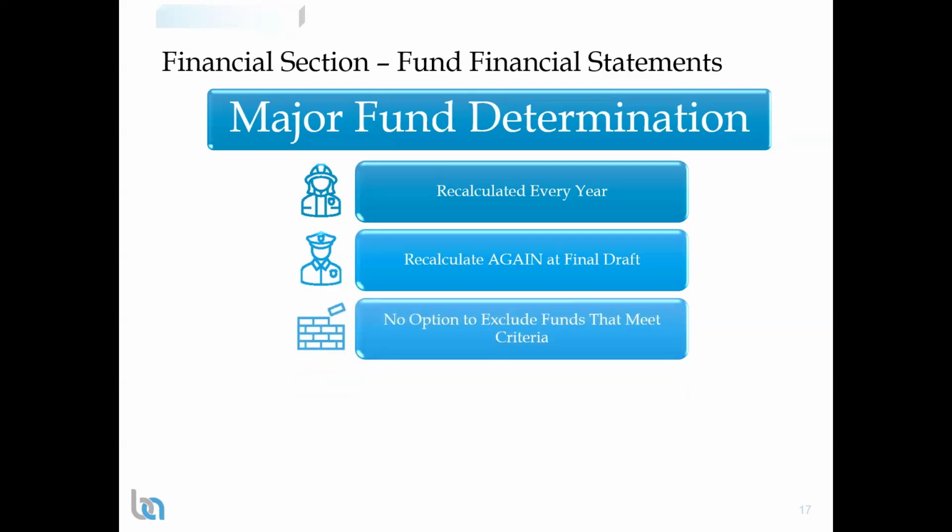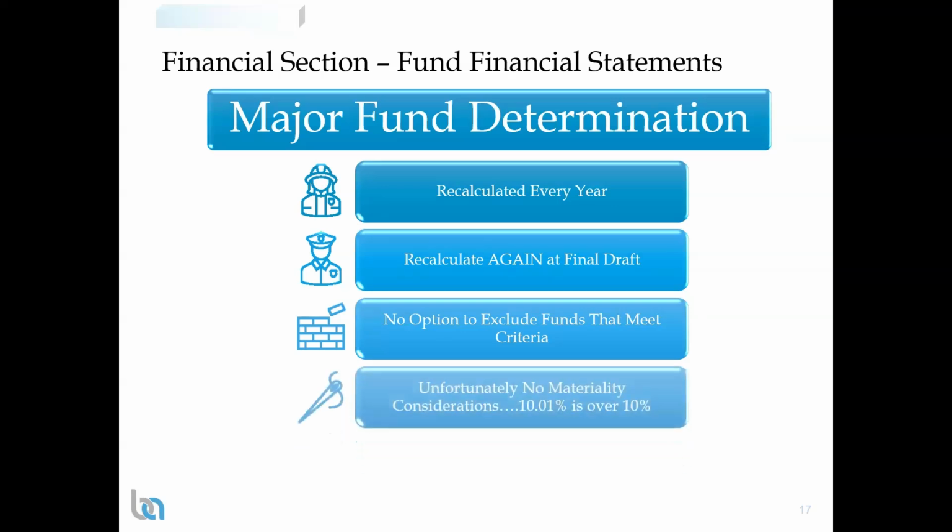There's no option to exclude funds that meet the criteria. If you want to include a fund as a major fund that didn't meet the criteria, you can include it. However, there's no option to do the reverse. There's not a situational thing where this has never been a major fund and next year it's not going to be, so can we just not keep it as a major fund? You have to put it as a major fund.